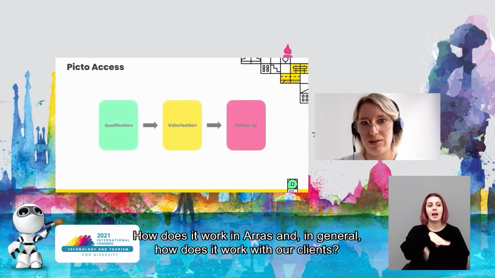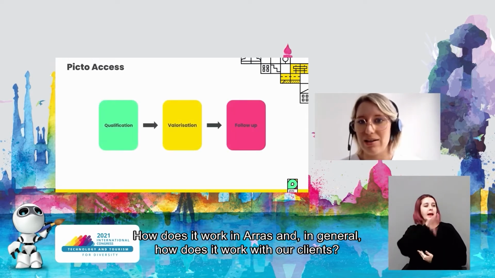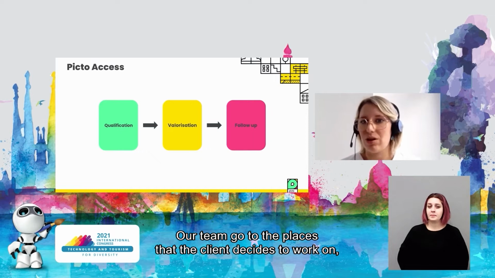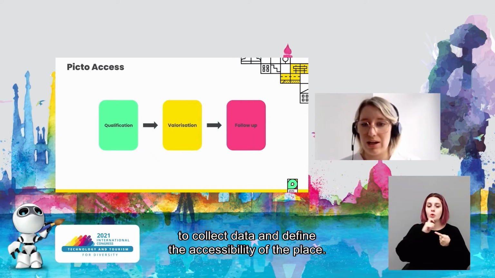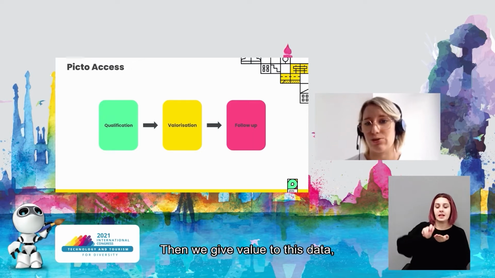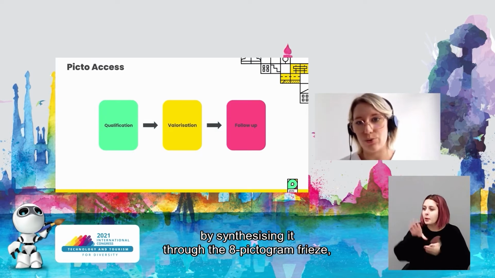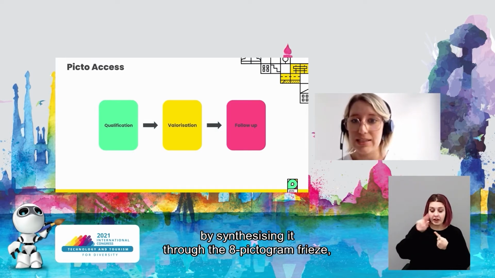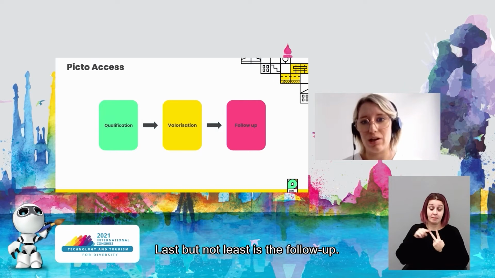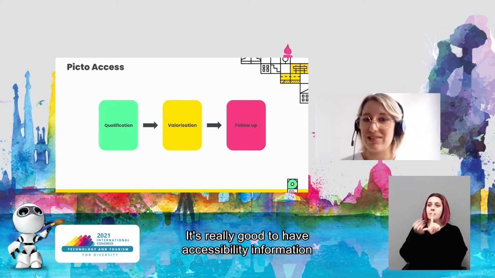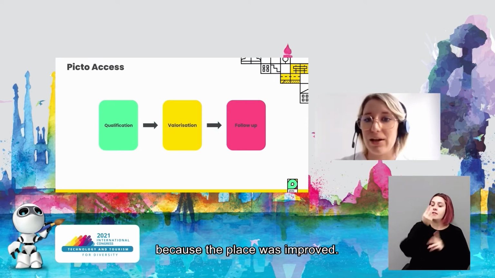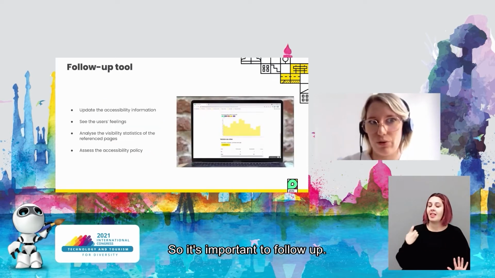How did we work with Arras, and in general, how do we work with our clients? First, we collect data. Our team goes to the places that the client decided to work on to collect data and define the accessibility of the place. Then we give value to this data by synthesizing it through the 8 pictograms frieze. And this frieze is then plugged on the website. Last but not least, it's the follow-up. It's really good to have accessibility information, but it generally improves with time, because the places will make works and improve. So it's important to follow up.